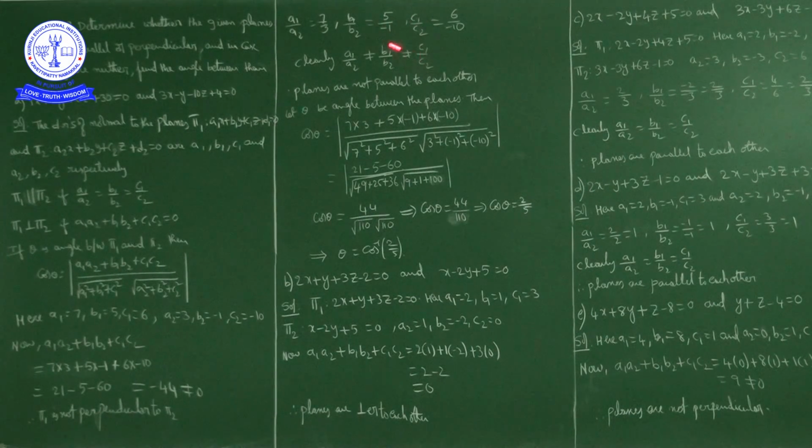And C1, from here itself we can conclude that these two are not parallel to each other. Planes are not parallel to each other. Further, if you calculate even C1 by C2, how much do we get? Minus 6 by 10. So here A1 by A2 is not equal to B1 by B2 is not equal to C1 by C2. So the given planes are not parallel to each other.